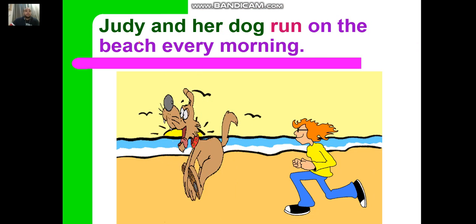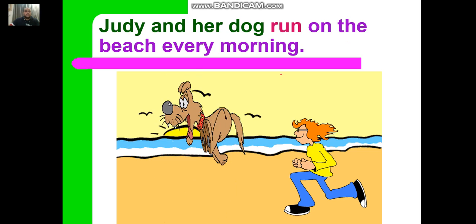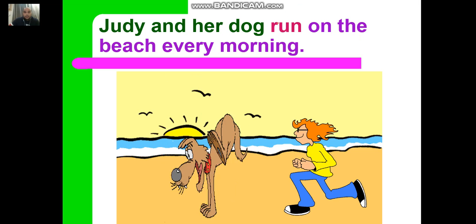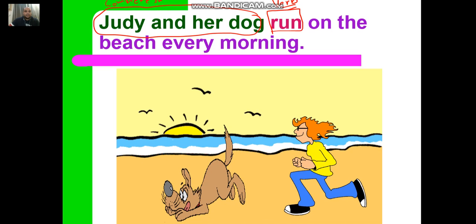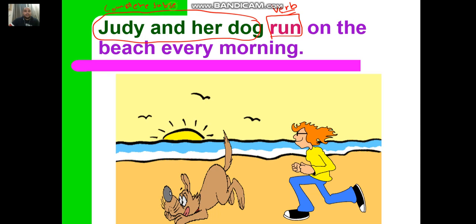Let's carry on. Here, Judy and her dog run on the beach every morning. Who is running on the beach every morning? The key word here is run. If you find the verb, it's going to be easy to identify the subject and the predicate. The verb is to run. Who is running? Judy and her dog. That's the complete subject. I'm sorry, I'm touching the screen. Run is the verb, but the predicate starts from run: run on the beach every morning. That's the complete predicate. It's going to tell us about the subject.